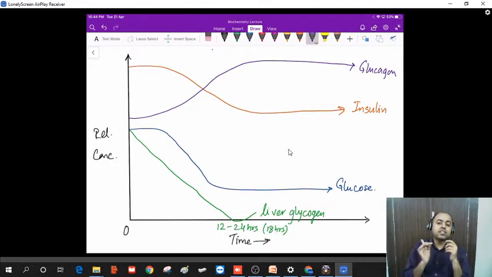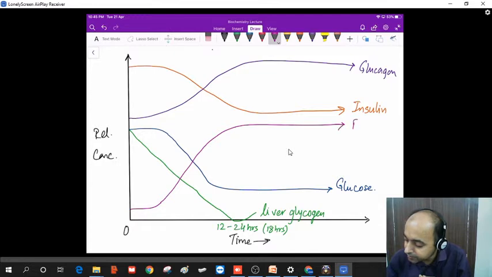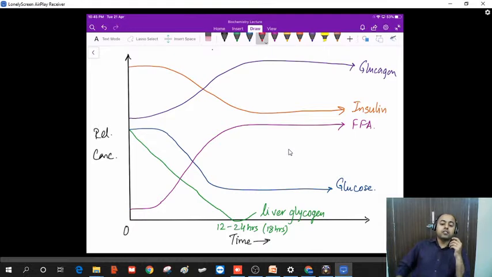Now, insulin has a very strong inhibitory action on the breakdown of fatty acid because it inhibits the hormone sensitive lipase. We'll do this when we do the lipids. When insulin level starts falling, at that time the free fatty acid level will start rising. This free fatty acid will reach the liver where it will start getting converted into the ketone bodies.